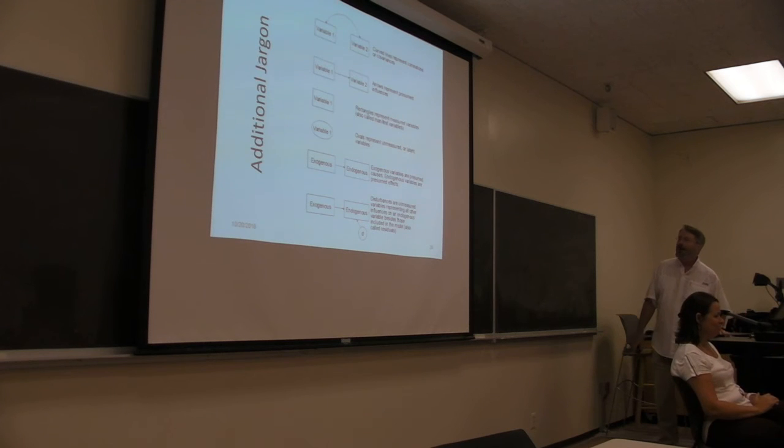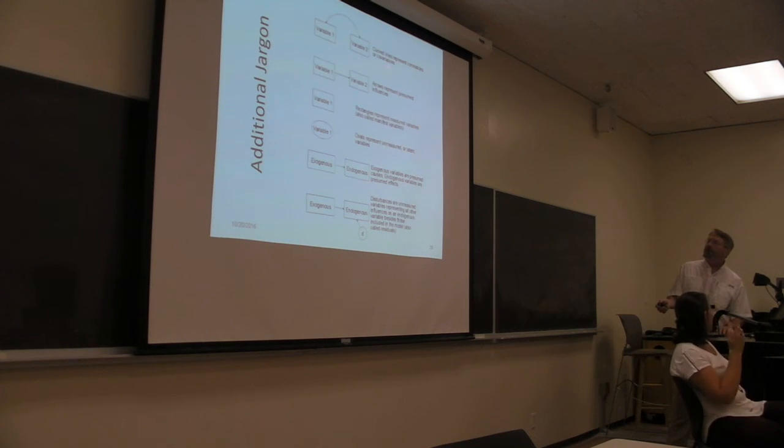Okay, a little more jargon. We use curved lines to represent correlations. One-headed arrows represent presumed influences. Rectangles represent measured variables, also called manifest variables. Ovals represent unmeasured variables, also known as latent variables.